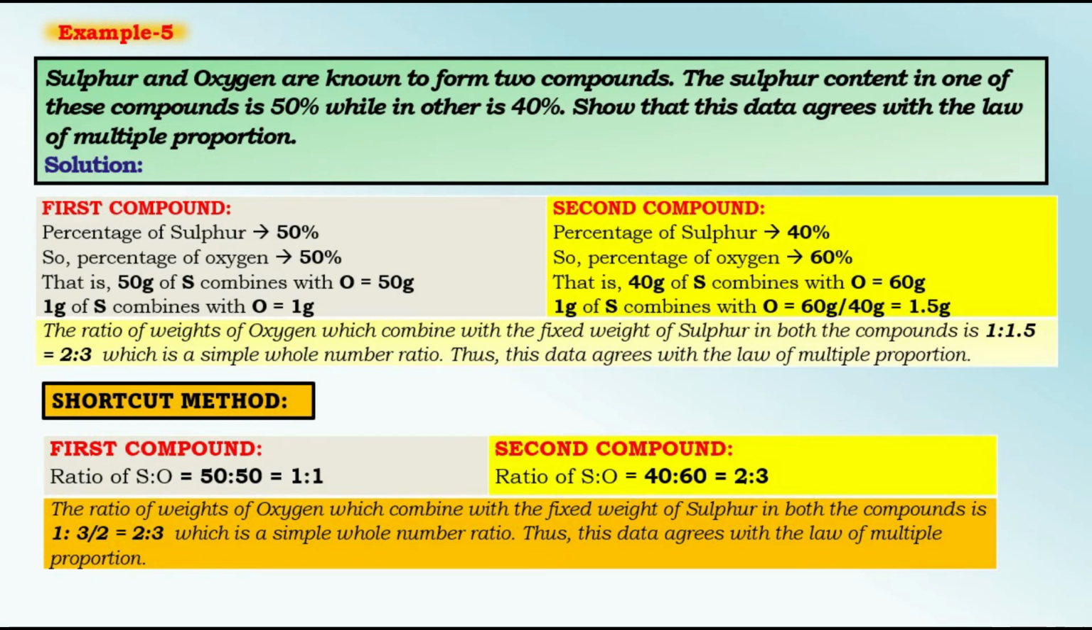Example 5. Sulfur and oxygen are known to form two compounds. The sulfur content in one of these compounds is 50% while in other is 40%. Show that this data agrees with the law of multiple proportion.